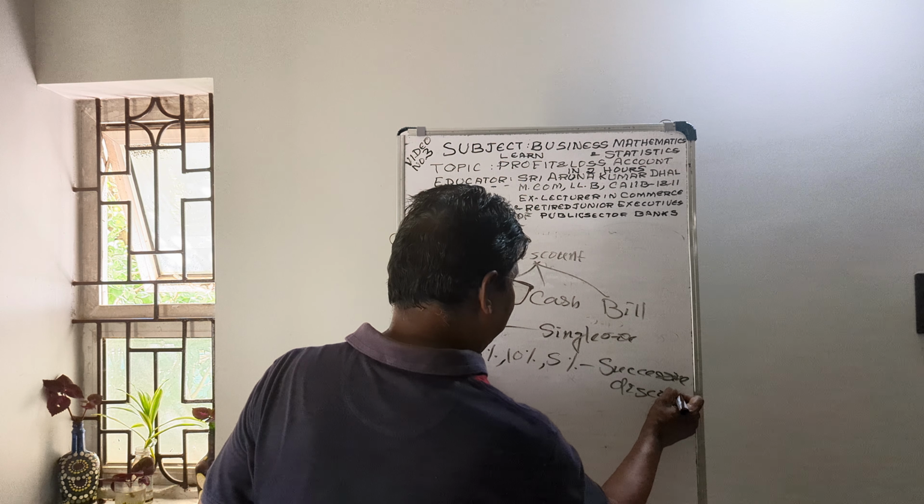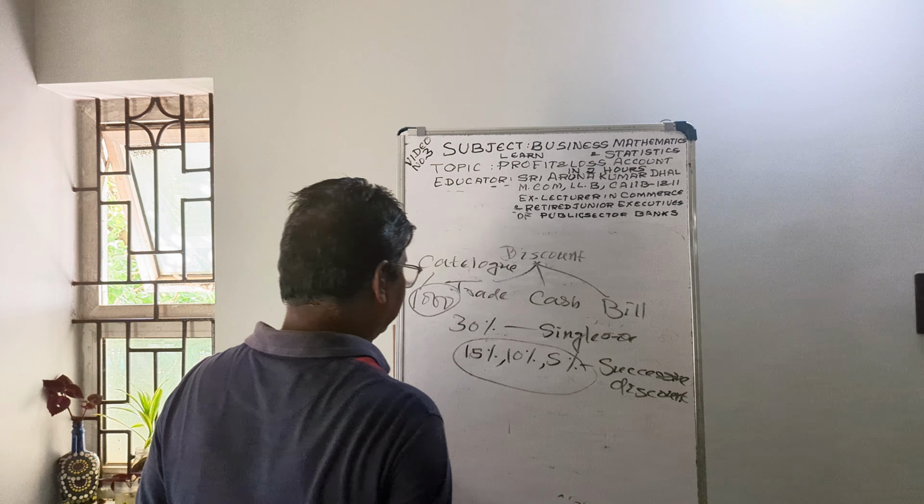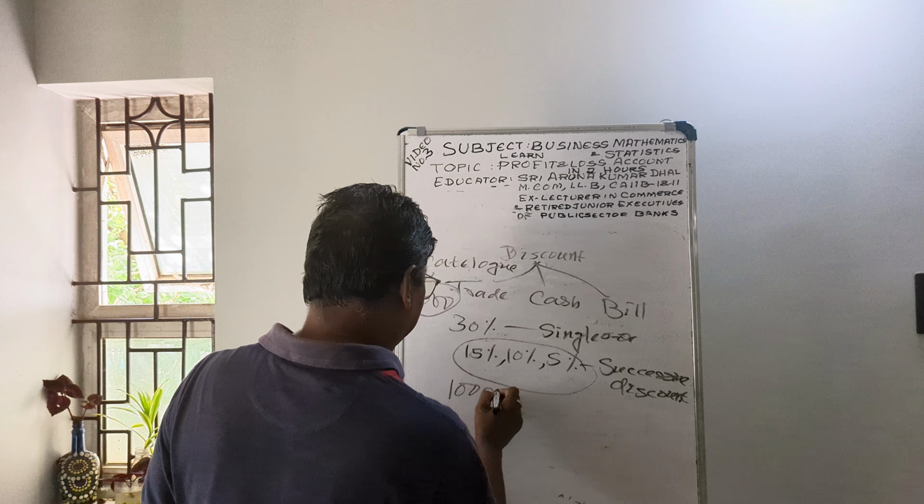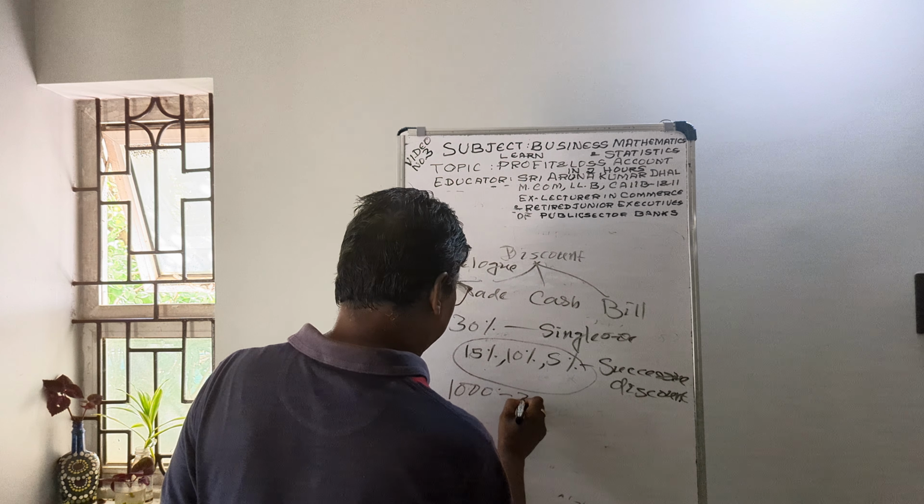suppose the cost is 1,000 rupees. Suppose single discount is given. This is the catalog price or list price, 1,000. So on 1,000, a 30% rebate one will get. 1,000 minus 30%, which is 70% of 1,000, that is 700. So if you get one single discount of 30%, the sales price will be 700.